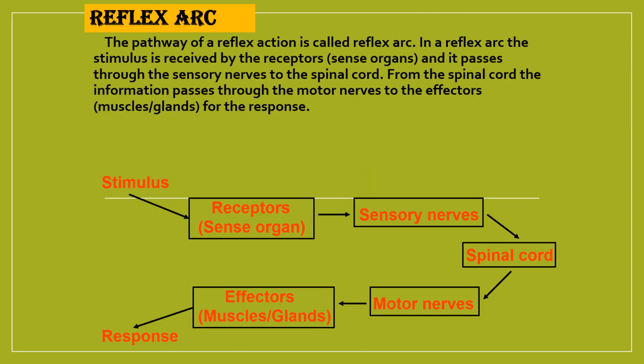Now, the pathway of the reflex action is called a reflex arc. In a reflex arc, the stimulus is received by the receptor organ, which could be a sense organ, and it passes through the sensory nerves to the spinal cord. The spinal cord reacts by passing on the message to motor nerves, which will go to the effector organs, muscles or glands, and which will create the response immediately. This pathway of the reflex action is called the reflex arc.